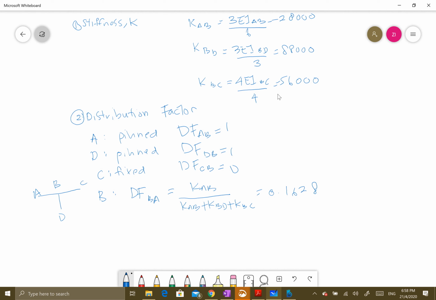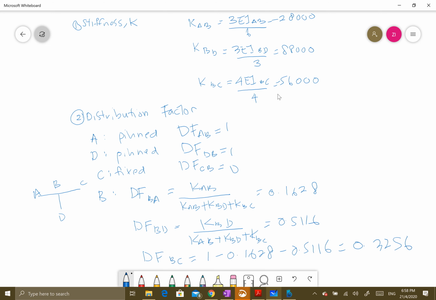Okay, and then DF BD equals to K BD divided by K AB plus K BD plus K BC. You will get it as 0.5116. And lastly, DF BC equals to 1 minus 0.1628 minus 0.5116 equals to 0.3256. Okay.